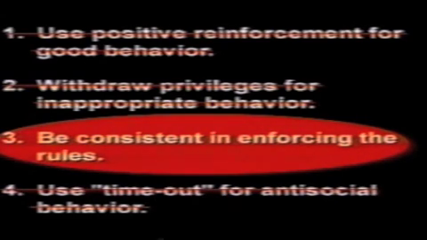The second option, withdrawing privileges, while that is appropriate, especially for repeated inappropriate behavior, it's still not the priority at this developmental stage. Number 4, using timeout for inappropriate behavior, remembering that 1 minute per age of child, is a very good method. But what is most important is that, remembering with the preschoolers, they're trying to exert independence, doing a lot of limit testing, so being consistent is what should be stressed the most. So if you answered number 3, you were correct.